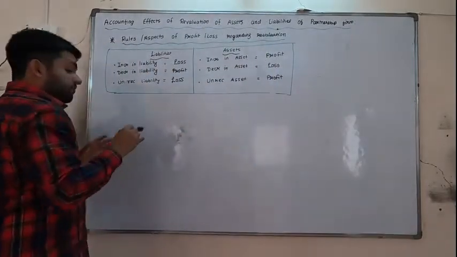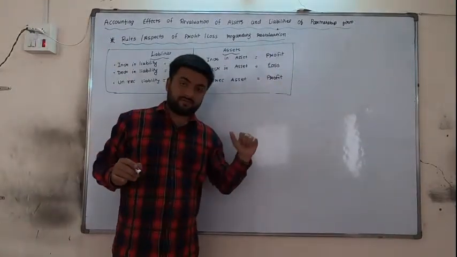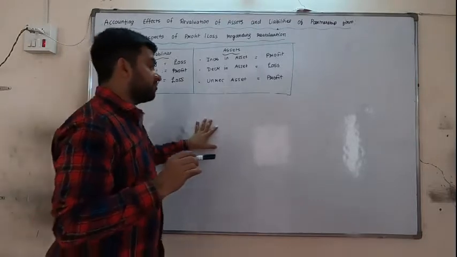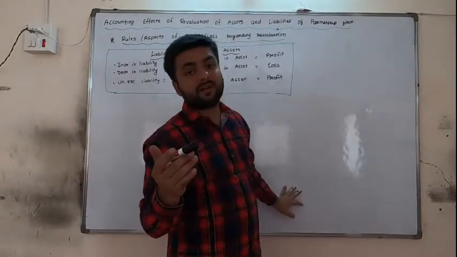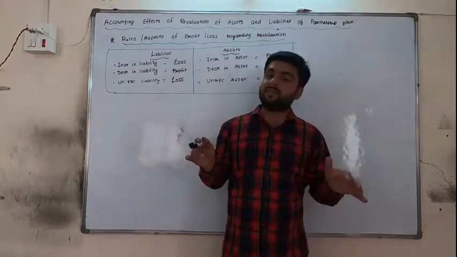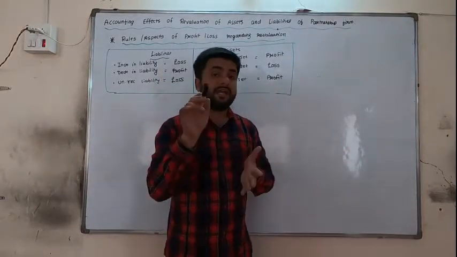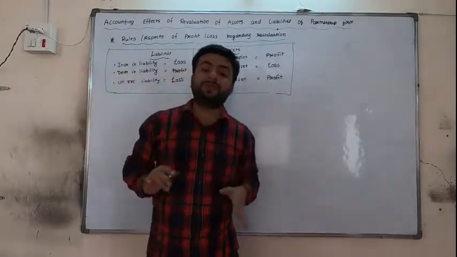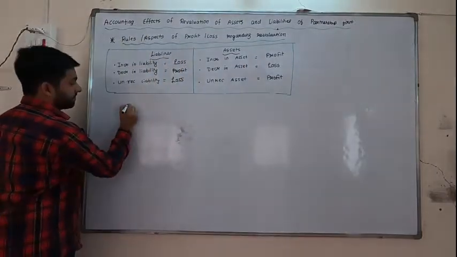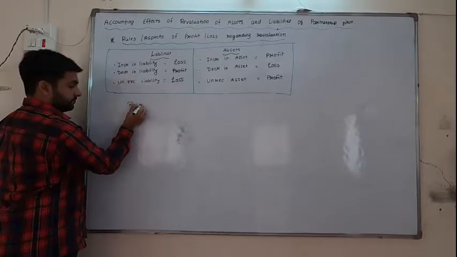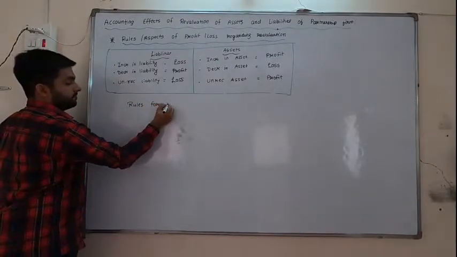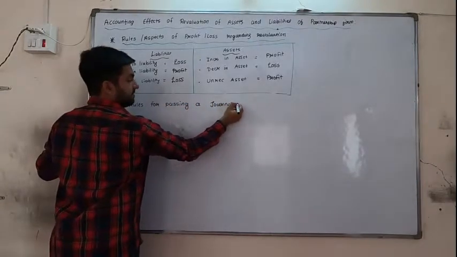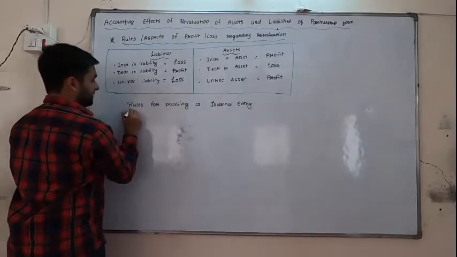Now we have to write some journal entries for it. For that we have to prepare a revaluation account. In the next chapters we will not have journal entries, we will only have the revaluation account. But first of all, as you know from 11th standard, first we learn journal entries, then we post them to the ledger. So, rules for passing a journal entry.